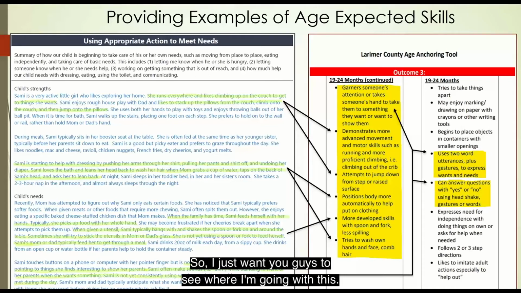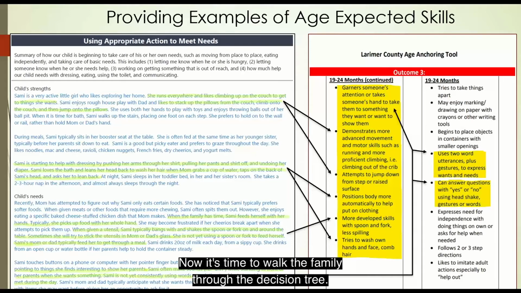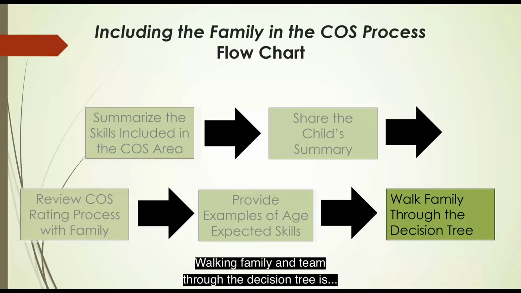So, I want you guys to see where I'm going with this. You see how the summaries that we write match up with and can be used in tandem with age anchoring tools. Thinking about that, being strategic when we're sharing these skills. Once we've shared the summaries and examples of age expected skills, now it's time to walk the family through the decision tree. Walking the family and team through the decision tree can be our consistent way to compare the child's skills and behaviors with those expected for their age.